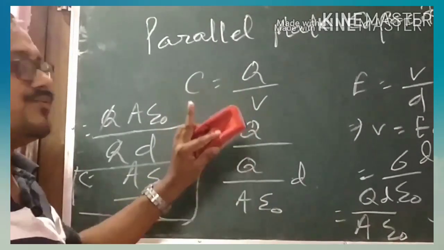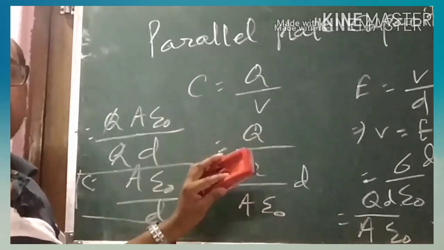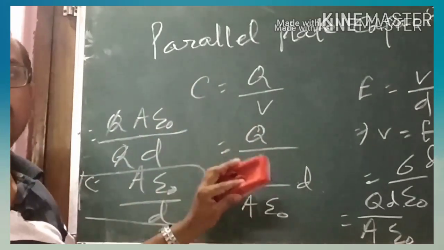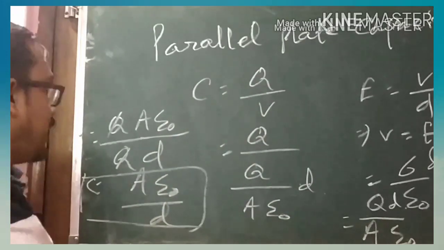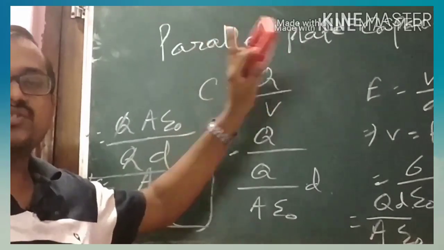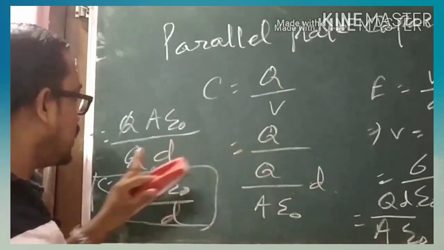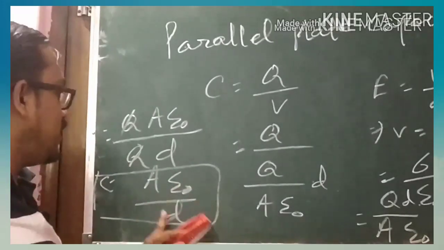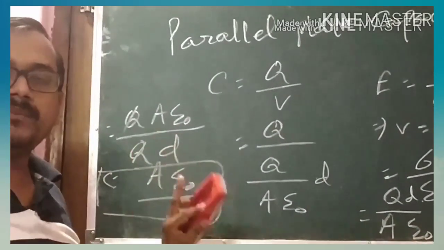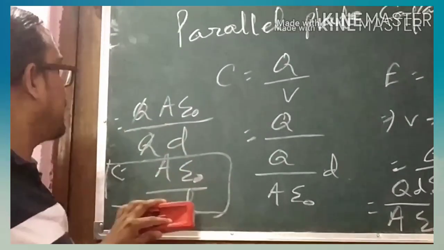Next we have to check what is the capacitance of a capacitor if we introduce a dielectric of value K in between the two conductors. So this is the parallel plate capacitor when there is no intervening medium, or when there is a vacuum in between the two conductors. The answer is A epsilon 0 by D, where epsilon 0 represents the permittivity of the vacuum in this case.